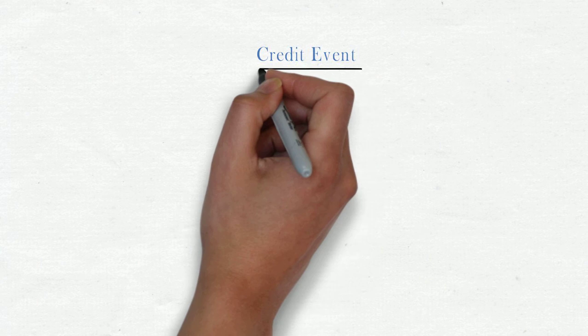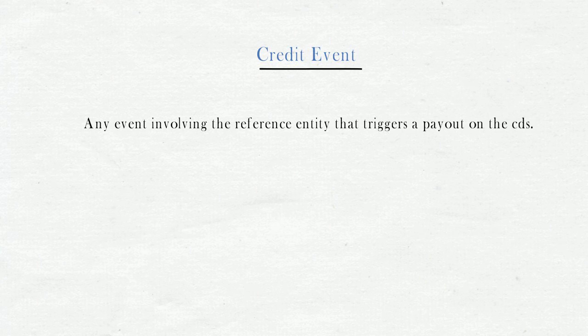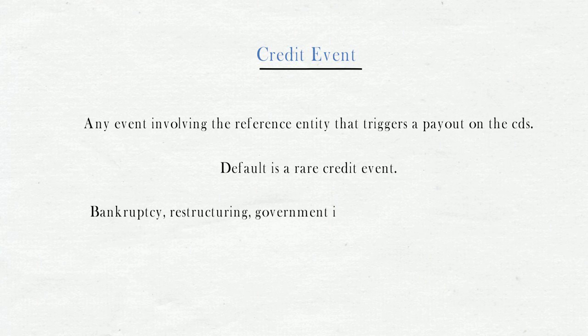Next is credit event. It is an event that triggers a payout on the CDS contract. An event that forces the CDS seller to pay the buyer. For example, a default is a credit event. Now, default is only one of the several types of credit events. The more common ones are bankruptcy and restructuring, along with government intervention. We will see these different types of credit events in detail at a later stage.